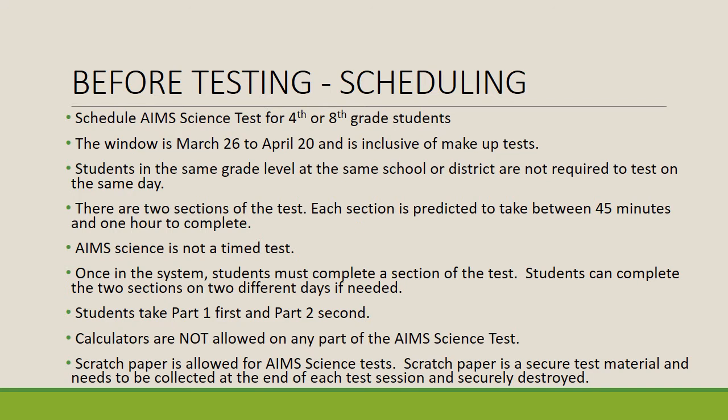For example, half the 8th graders at a middle school could test on Monday, the other half on Tuesday, and makeups on Thursday. The tests are 2 sections and each is predicted to take between 45 minutes and 1 hour to complete. However, please remember that AIMS Science is not a timed test. Once logged into the system with a test unlocked, students must complete that section of the test on the same day. Students are permitted to complete the 2 sections of the test on different days if needed.